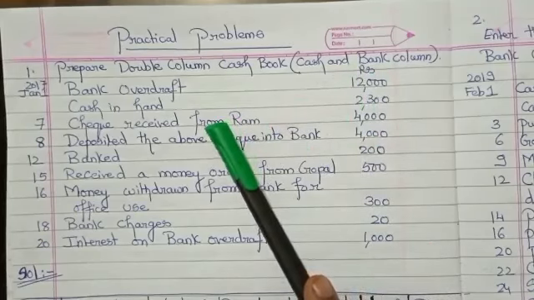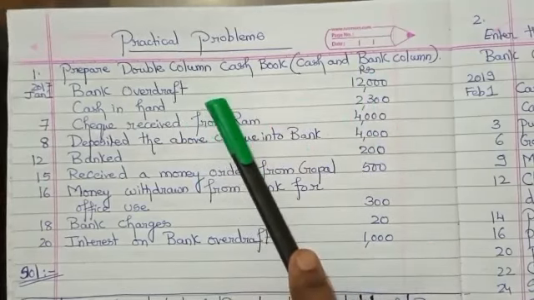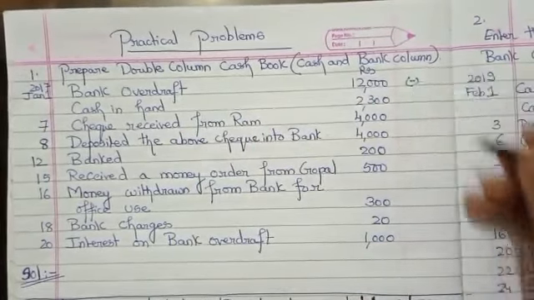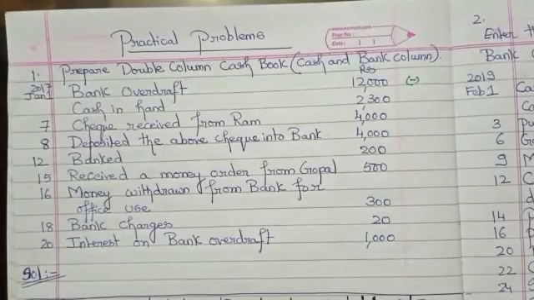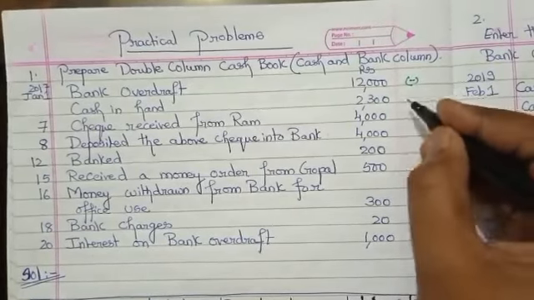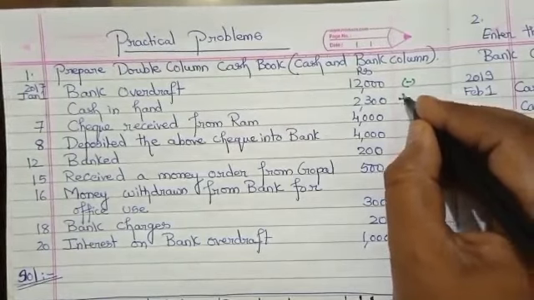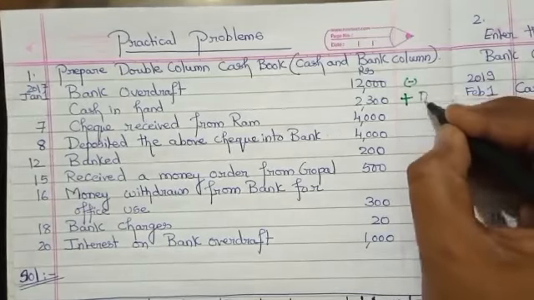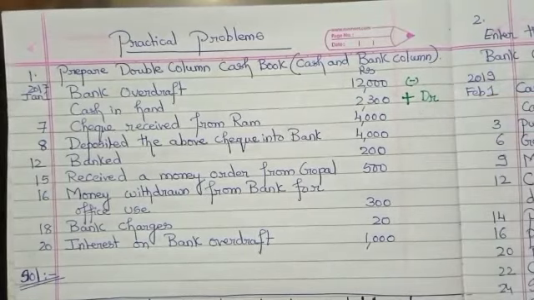So the first is bank overdraft. It is a negative balance, so it will be shown on the credit side of the cash book. Cash in hand increases the cash account, so it will be shown on the debit side of the cash column.